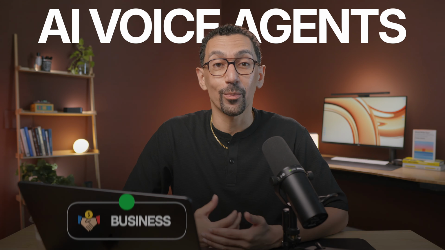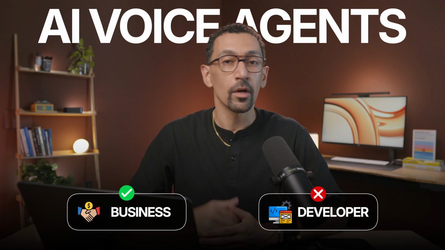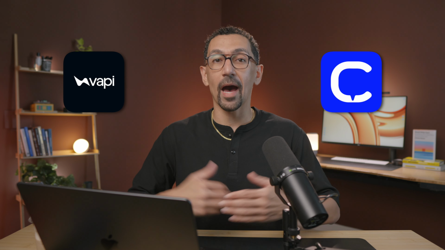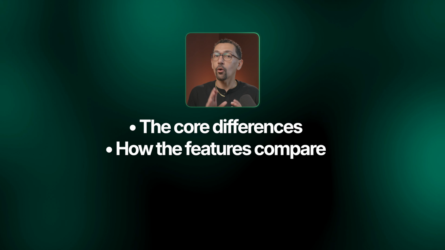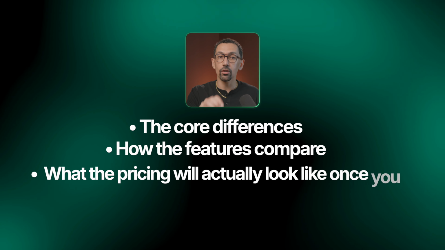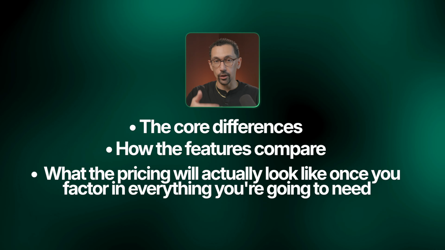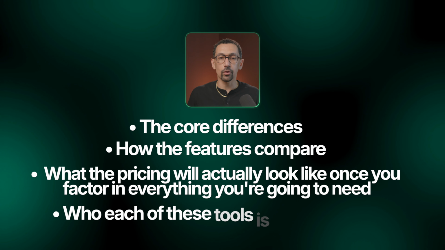If you're in the process of adding AI voice agents to your business and you're not a developer, most tools in this space weren't actually built for you. And today I'm going to be comparing CloudTalk with Vapi, and I'm going to walk you through both tools side by side: the core differences, how the features compare, and what the pricing will actually look like once you factor in everything you're going to need, and who each of these tools is really built for. By the end of the video, you're going to know which one's right for your use case. Let's get into it.